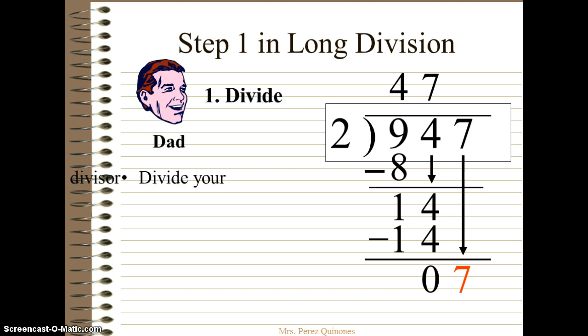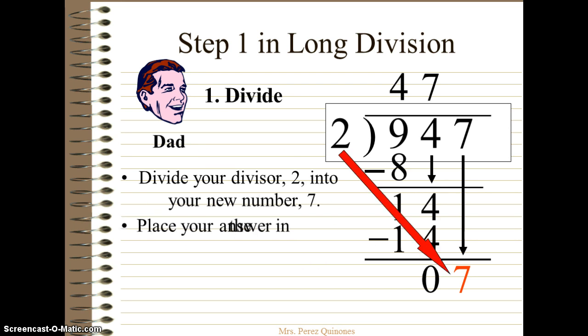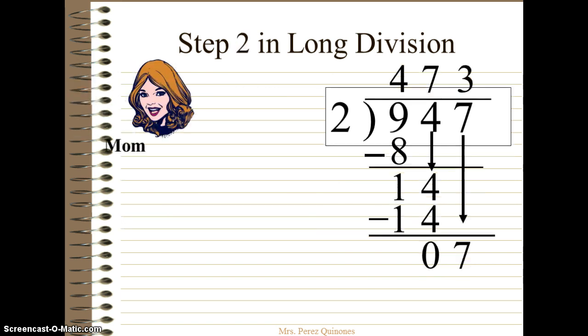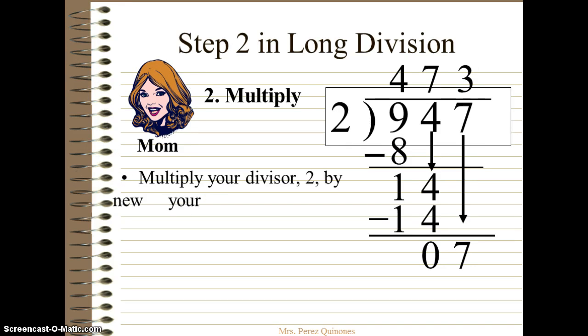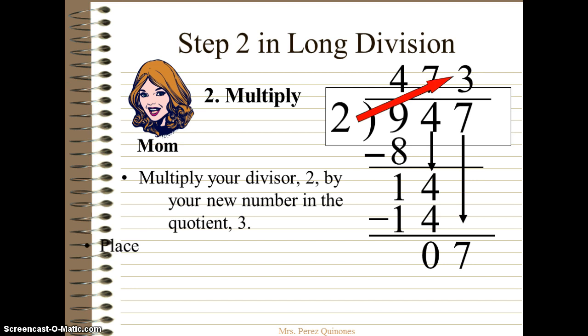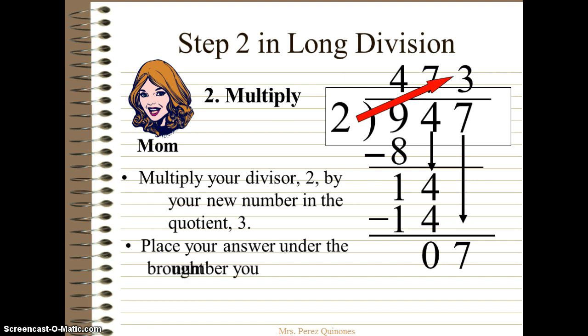Dad says we must divide. Divide your divisor, 2, into your new number, 7. Place your answer in the quotient next to the 7. 2 goes into 7 3 times. Mom says we must multiply. Multiply your divisor 2 by your new number in the quotient, 3. Place your answer under the number you brought down, 7. 2 times 3 is 6.